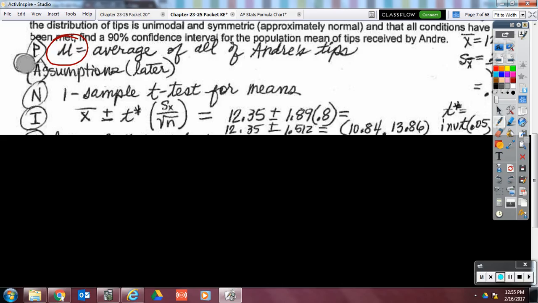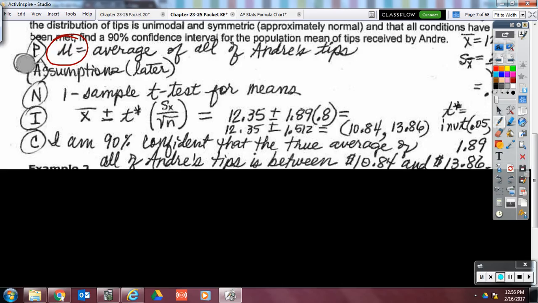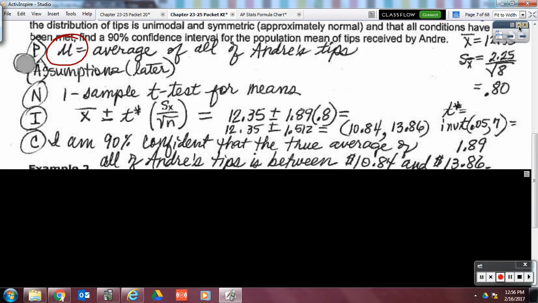So what's my conclusive statement? What do I conclude then? How do I write that? Good. I am 90% confident that the true average, not proportion. It's so tempting to put proportion because we've been doing that for 3 weeks. The true average of all of Andre's tips is between 10.84 and 13.86.